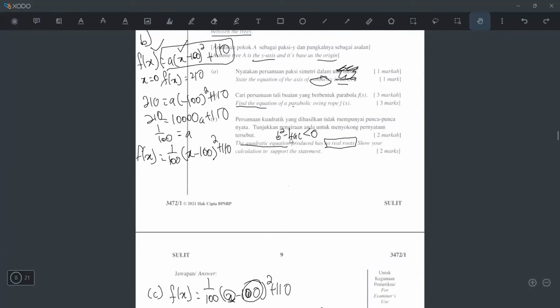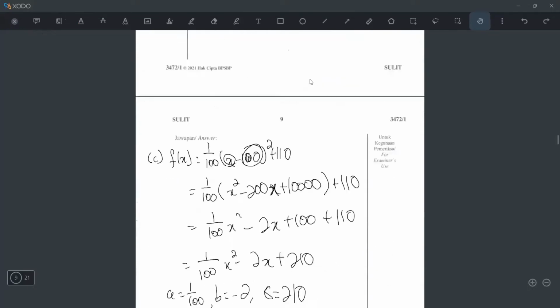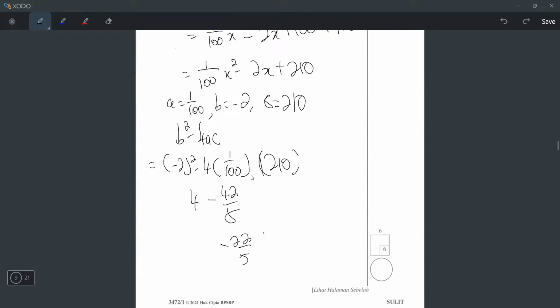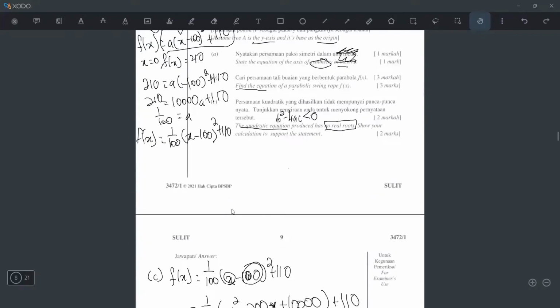Oh, actually they ask you to show, right? The quadratic equation produced has no real roots, so you have to show the calculation. Oh, if they ask you to show, it means you will not write the smaller than 0 yet. I think you just do the B squared minus 4AC, and then equals to this, equals to this, equals to this. And then finally only you write smaller than 0. And then you will write shown. Because they actually never ask you to solve for anything. They just ask you to show that this equation has no roots.